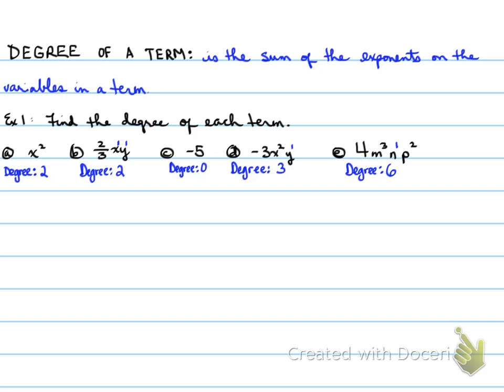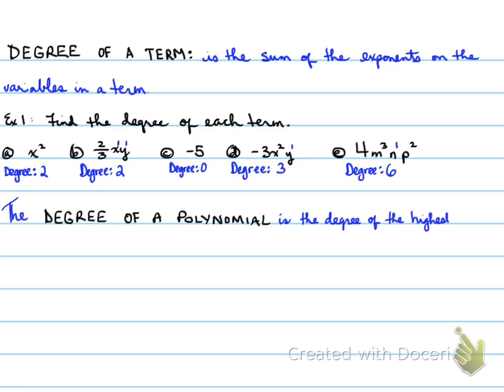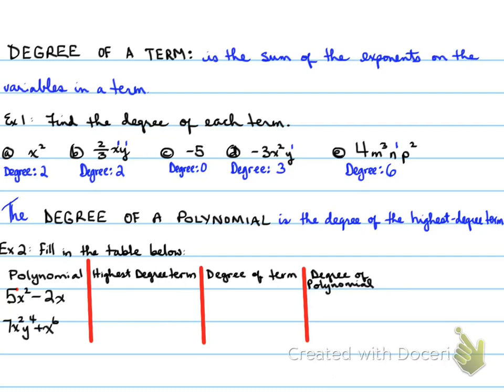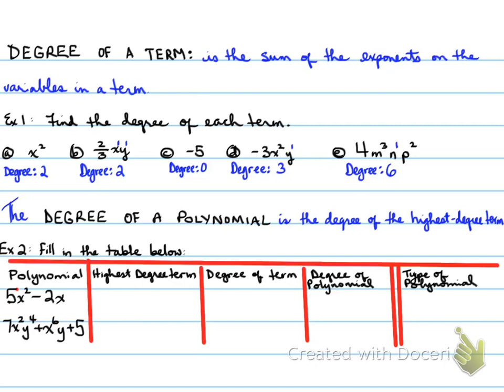Okay, let's look at another example. But before we continue, let's talk about the degree of a polynomial. So a degree of a term is different from a degree of a polynomial. The degree of a polynomial is the degree of the highest degree term. For example, fill in the table below. Okay, so we have a table here that we're going to be looking at. And we have some polynomials to look at. And then we're going to also identify the type of polynomial. Ready? Here we go.